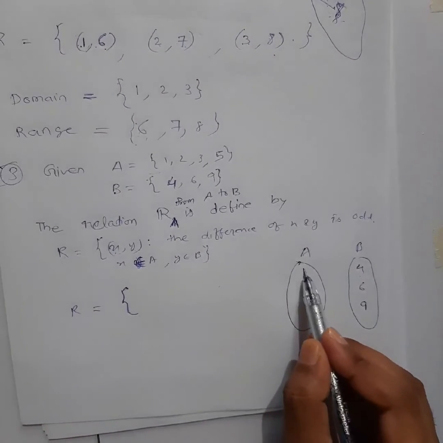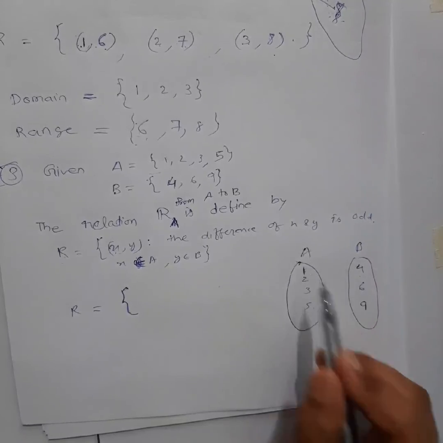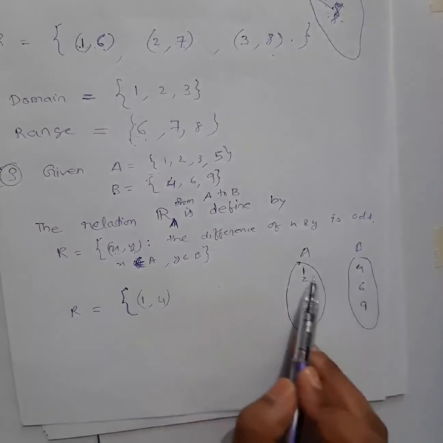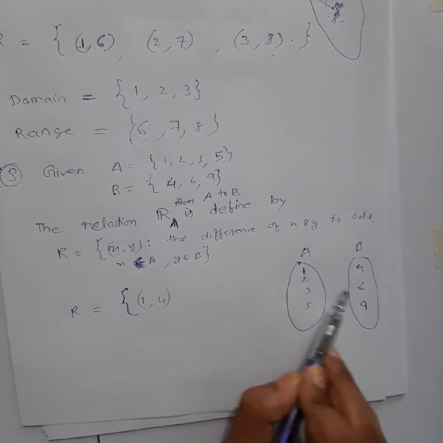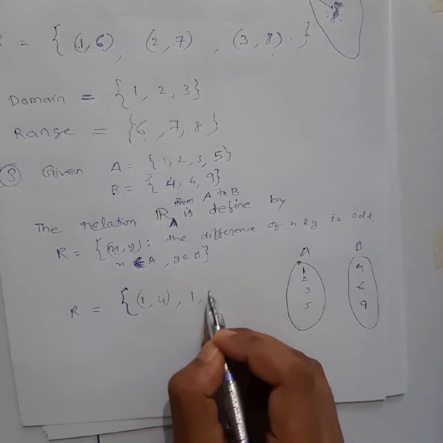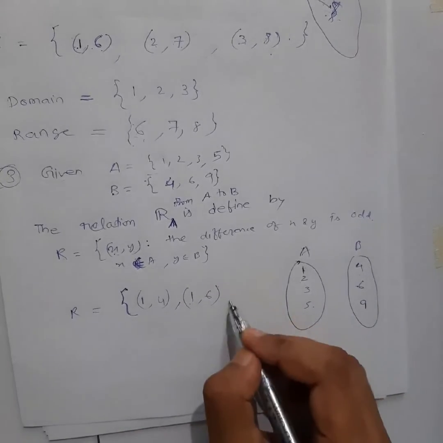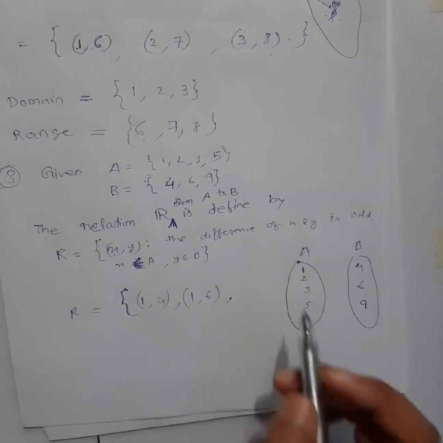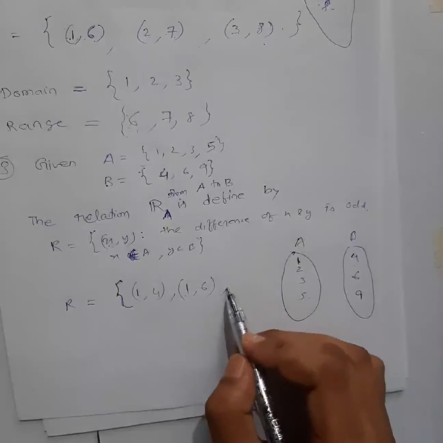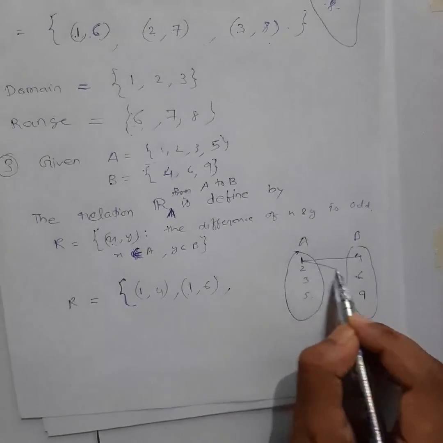Okay, so if I take x as 1, can I take y as 4? So 4 minus 1, what will it be? 3, an odd number, right? So yes, (1, 4) will be there. One by one you check. What about (1, 6)? If I subtract, obviously you will get an odd number: 6 minus 1 is 5, right? The difference must be an odd number. That's it. (1, 9), obviously no. 9 minus 1 is 8, an even number, so it will not be here. So 1 is related to 4, and 1 is related to 6.